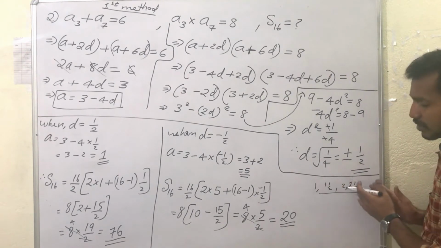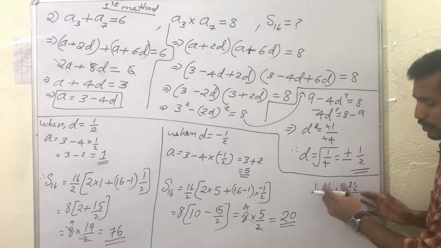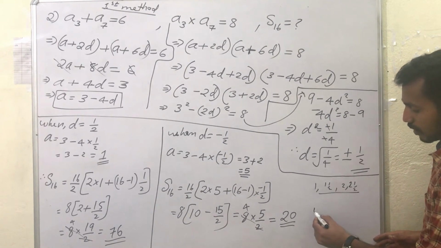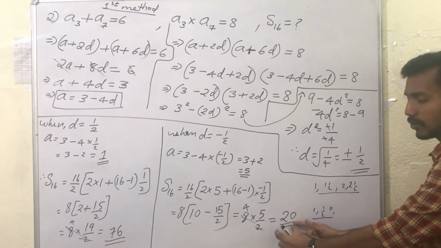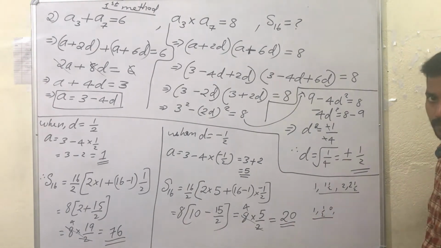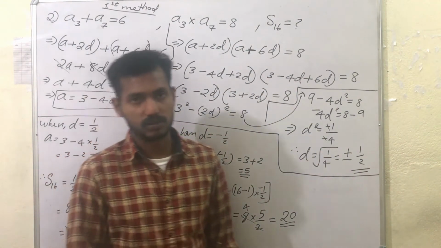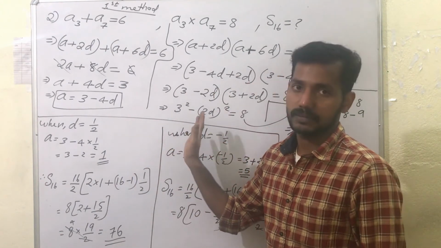So each term is increasing, so obviously the sum will be a large number. While in case of D negative, suppose you are taking 1, then it will be half, then 0, like that. So the value is decreasing, so obviously the sum of the terms will be small. Clear? This is the reason why we are getting two values for this question. Now I will discuss the second method for solving this question.